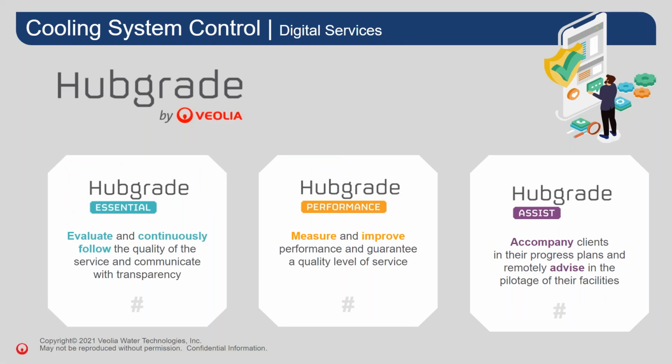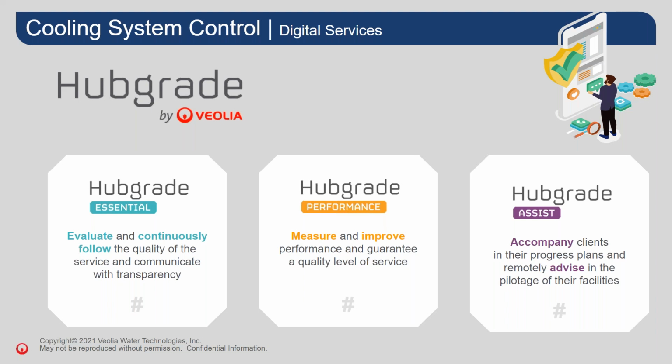With the explosion of internet-based services, Veolia has developed our own digital services offering called Hubgrade. The Hubgrade platform allows our clients and our staff to remotely monitor and in some cases control systems automatically. Hubgrade is built on 3 pillars. First pillar is Essential, which is the data collection and management portion with access to current and past information for both the client and for our Veolia support personnel. The client portal is accessible anytime, from anywhere, on any device to include your smartphone.